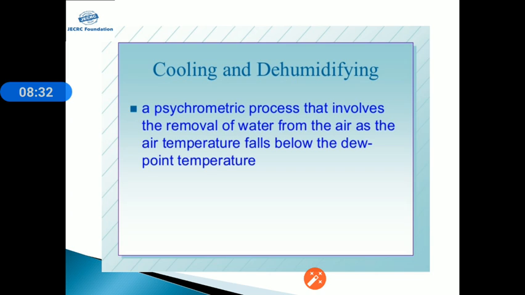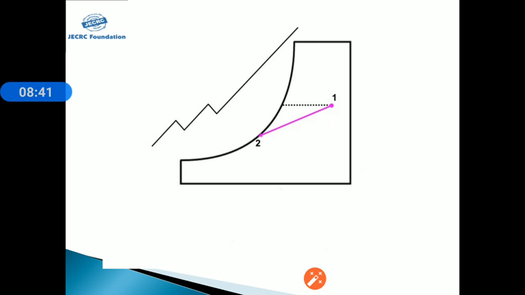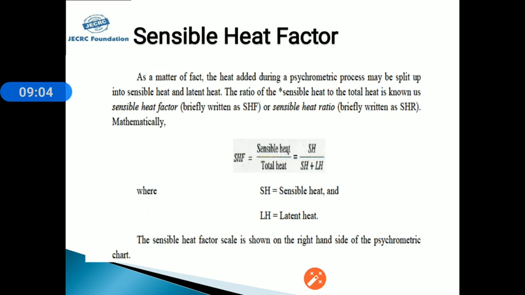Cooling and dehumidification is a psychrometric process that involves removing water from the air when the air temperature falls below the dew point temperature. In this diagram, 1 to 2 is the resultant of 1 to 0 and 0 to 2. 1 to 0 is the cooling process, and 0 to 2 is called the dehumidification process. So the resultant 1 to 2, in this process of cooling and dehumidification, means temperature decreases and specific humidity also decreases.